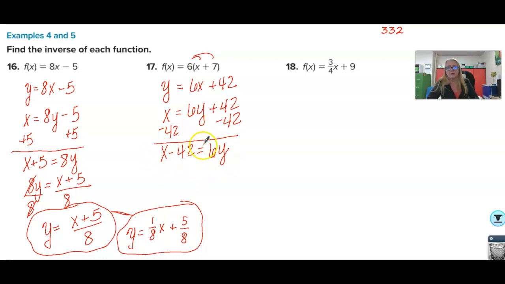I'm going to do the swaparoo. 6y equals x minus 42. And then you would divide both sides by 6. And it gives me y equals, technically this is 1/6 x minus 7.